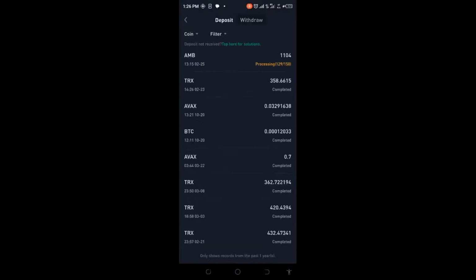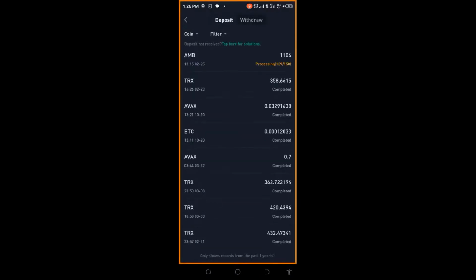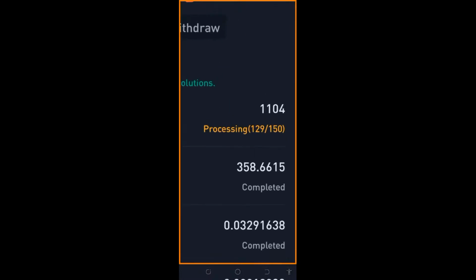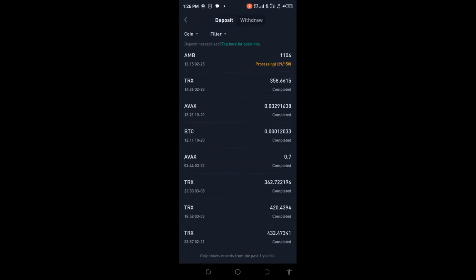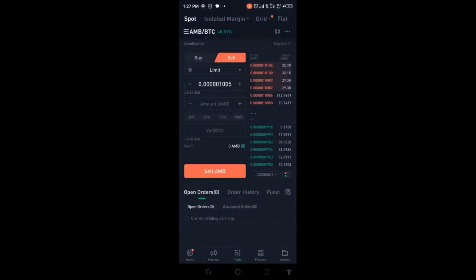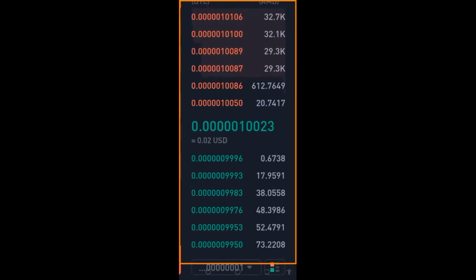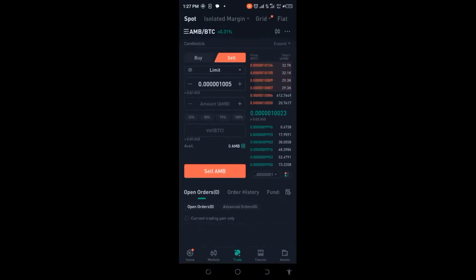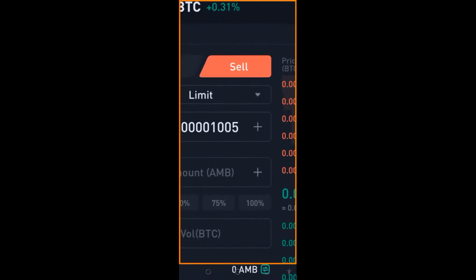See you shortly. All right, I just wanted to show you that it's currently processing. We're waiting for it. It currently is 129 out of 150 confirmations, I think. Let's hope that this doesn't take too long, because if it does, the price is going to change. And when it comes to spotting signals like this, we want to make sure that it doesn't change. Look at the price right now. It's now 0.0010023. That shows it's actually less, and this was the price that we wanted to deal with.